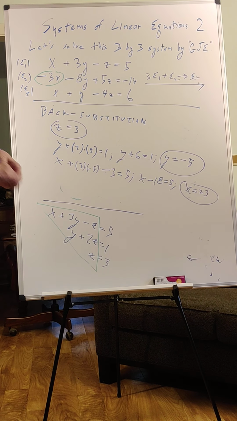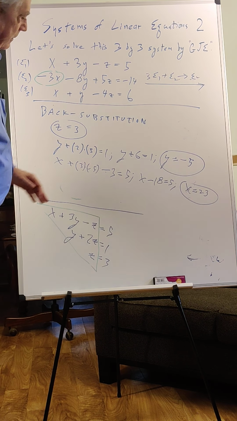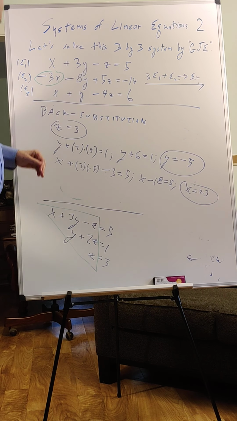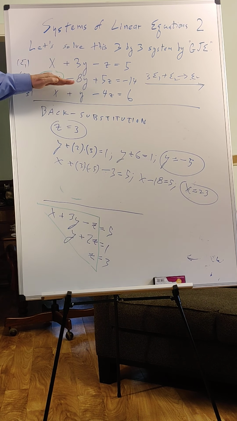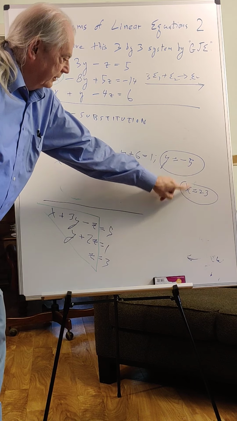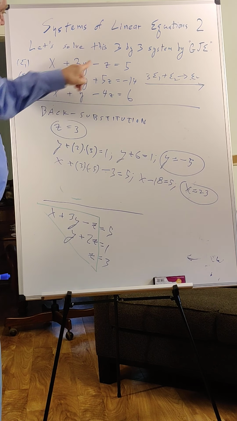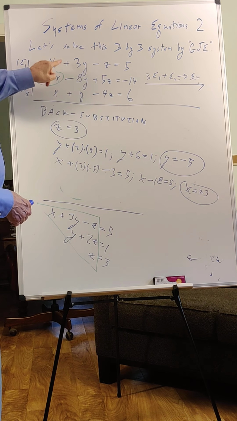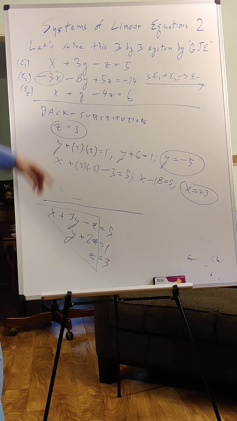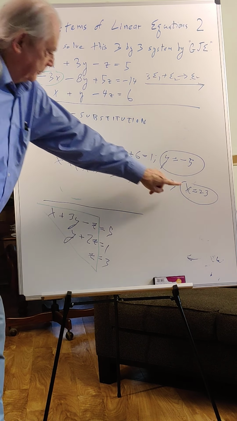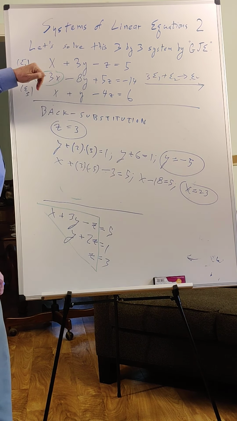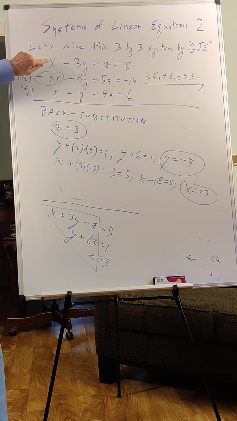So we've solved this problem. Now, when you're done, you can check your answer. Go back to the original system and substitute these numerical values into each of the equations. Let's just do it for the first one. So put these numbers in this top equation here. So what does it say?